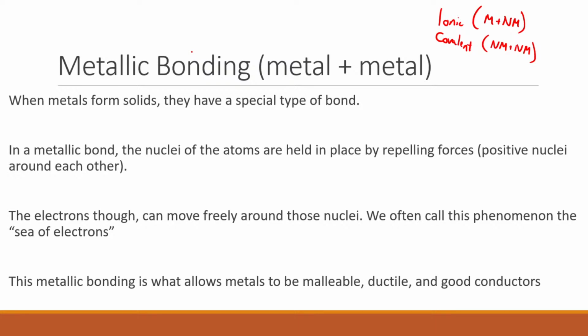When two metals bond, they have a special kind of bond, a sharing but not quite kind of bond, where the nuclei of the atoms are repelling each other, right, held in place by their repelling forces, which we're going to draw out in a minute. And the electrons, instead of being shared directly between two nuclei, are actually pooled together and can move freely around the nuclei, which creates something that we call the sea of electrons.